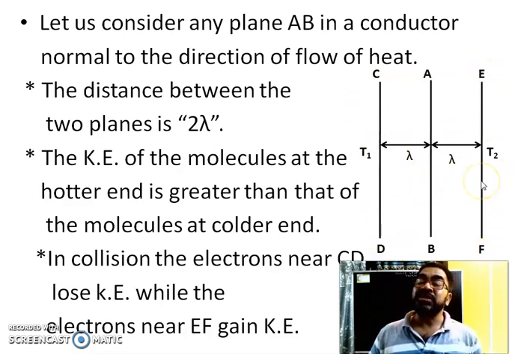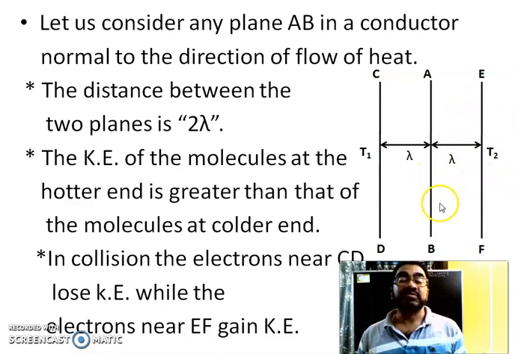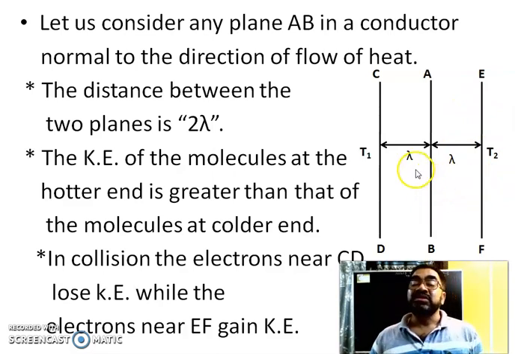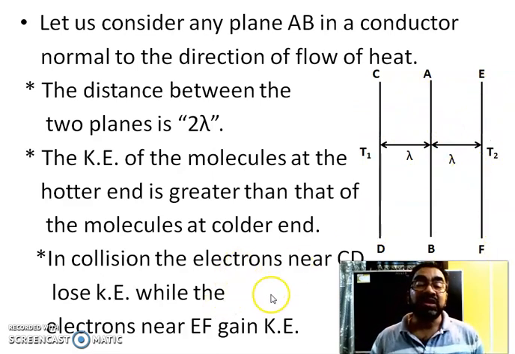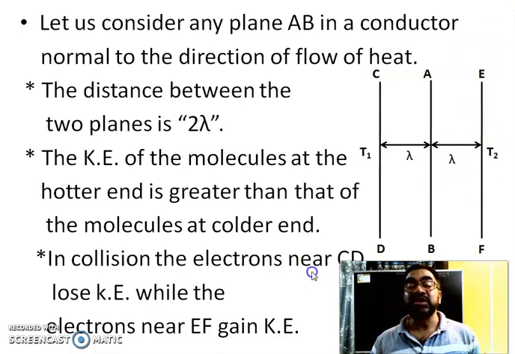EF is comparatively colder than CD, so the side towards EF will be the colder end. Okay, so it is clear that the hotter end will be towards CD and the colder end will be towards EF. EF is at some lower temperature. In collision, the electrons near CD will lose kinetic energy. At the same time, the electrons near EF will gain kinetic energy.